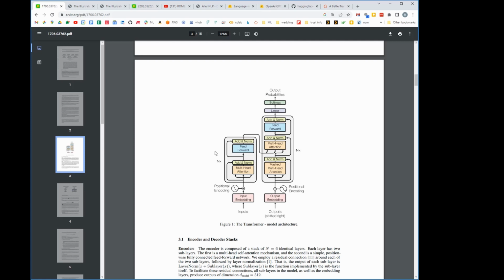So the diagram actually gets quite a bit simpler when you're talking about GPT-3. It's just really one orange box and one blue box. And then there's a residual stream.